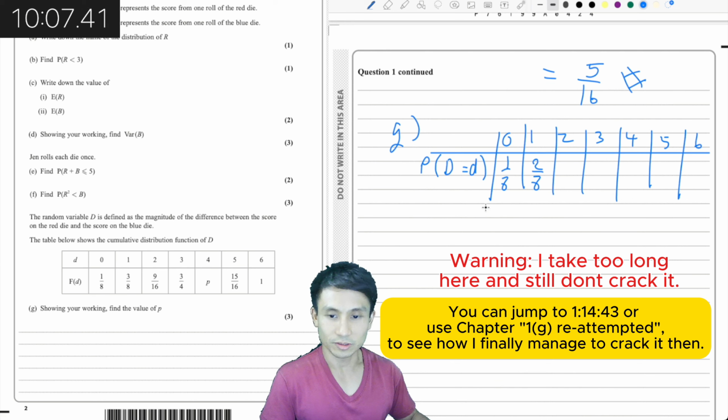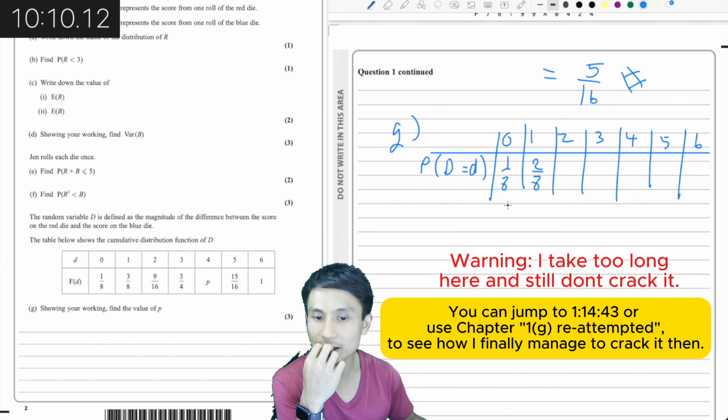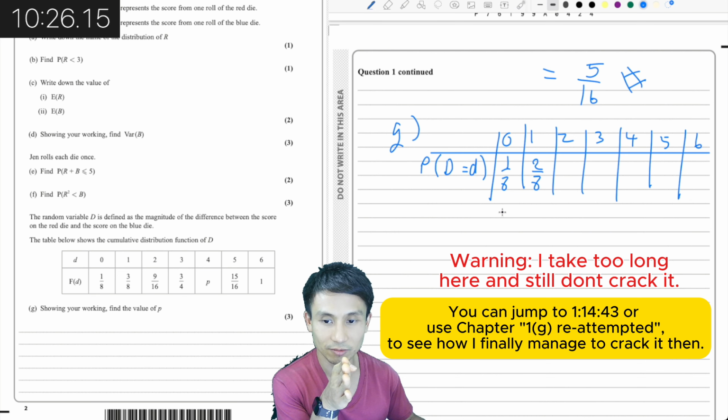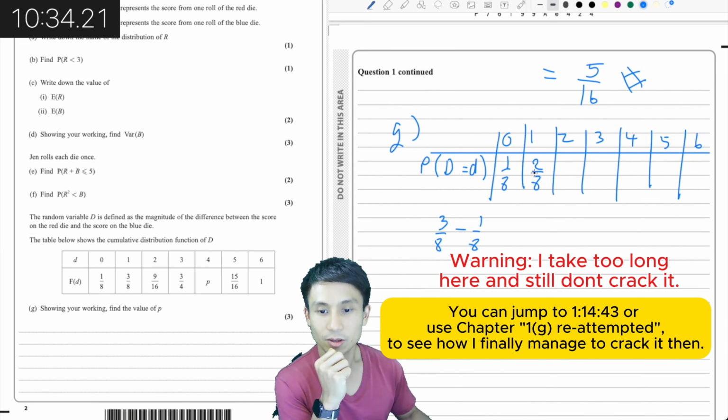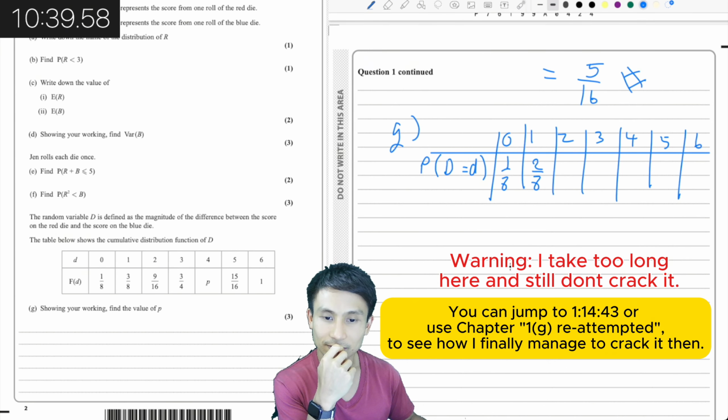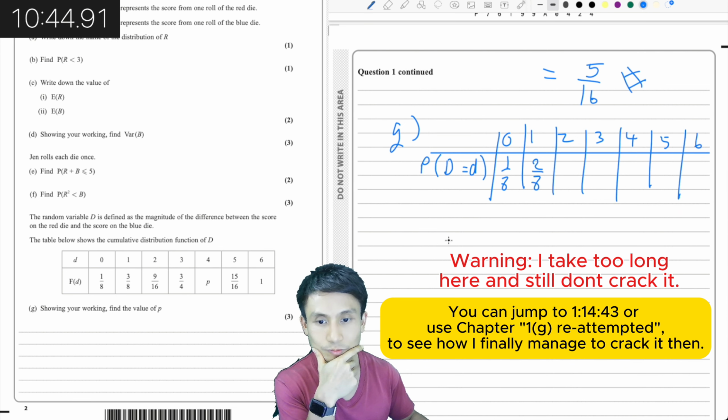I don't think we need to do this, right? Let me check. Let me think about that. If we subtract 3 over 8 by 1 over 8, we get 2 over 8, which is the second one here. So that means... Yeah, I guess we have to. Hang on, we can do this trick.